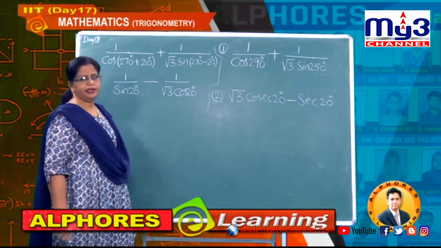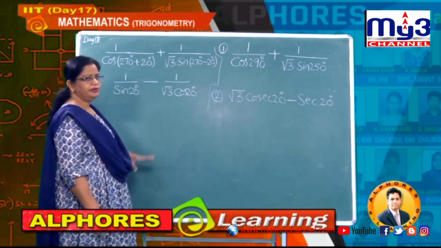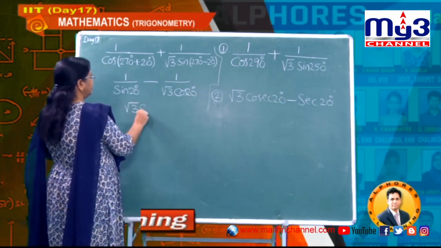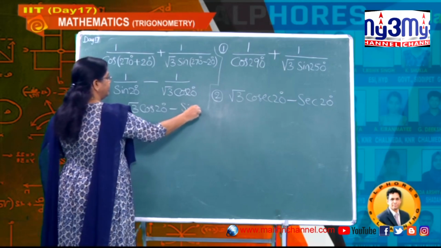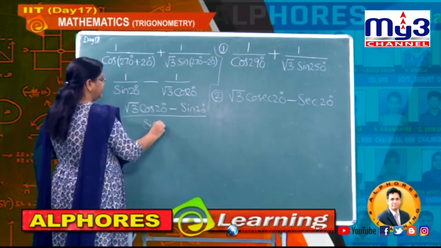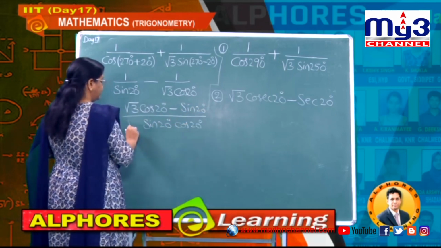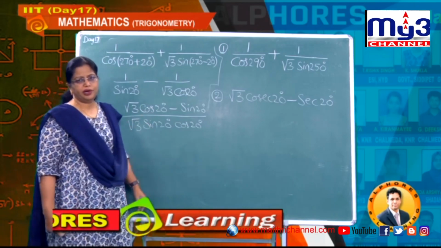We don't know the sine or cos of 20 degrees, so the next step is to use algebra, that is LCM. I am writing root 3 times cos 20 degrees minus sin 20 degrees, divided by the denominator sin 20 degrees into cos 20 degrees, and this one is root 3. Students, this is the value you got now.